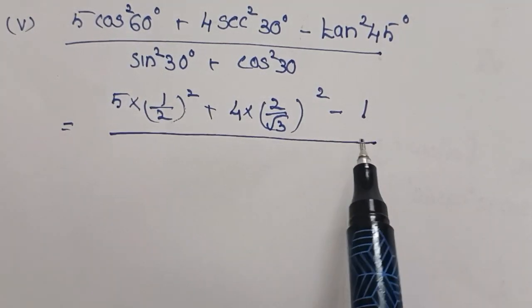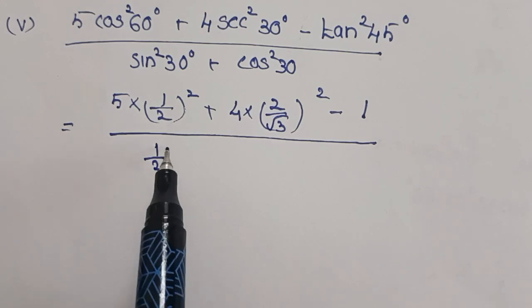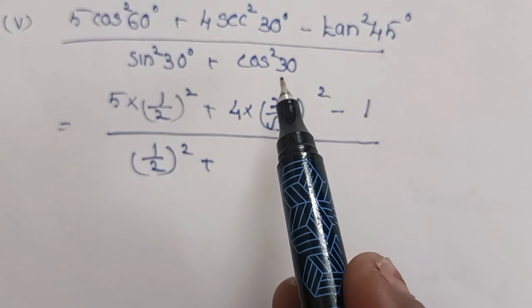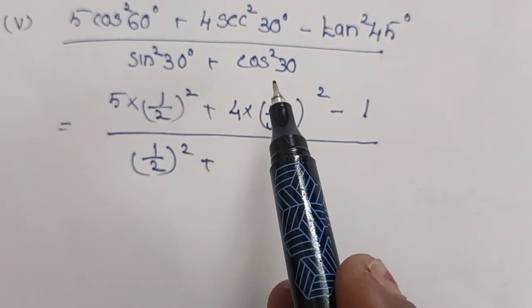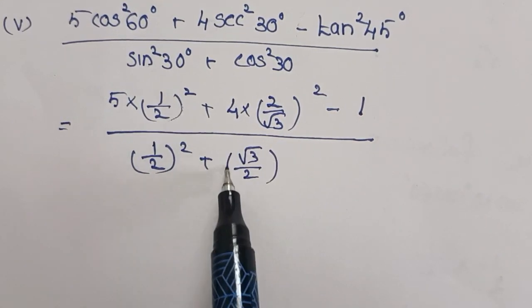Divide by denominator sin 30. Sin 30 equal to 1 by 2. 1 by 2 the whole square plus cos square 30. Cos 30 is the same as sin 60. Sin 60 is root 3 by 2. So it is equal to root 3 by 2 the whole square.